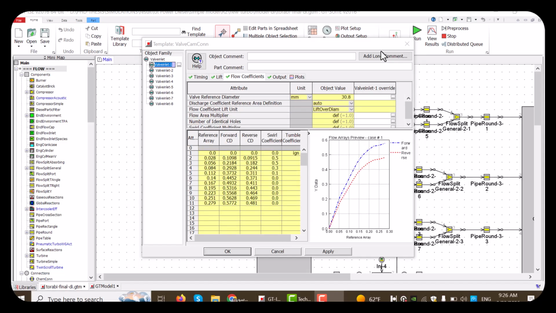The main parameter in flow coefficient is valve reference diameter. This is the reference diameter used for normalizing flow area. We have discharge coefficient reference area definition. This defines which area is used when calculating discharge coefficient. And the flow coefficient lift unit defines the lift unit used in the lift table, for example, millimeter or inches.